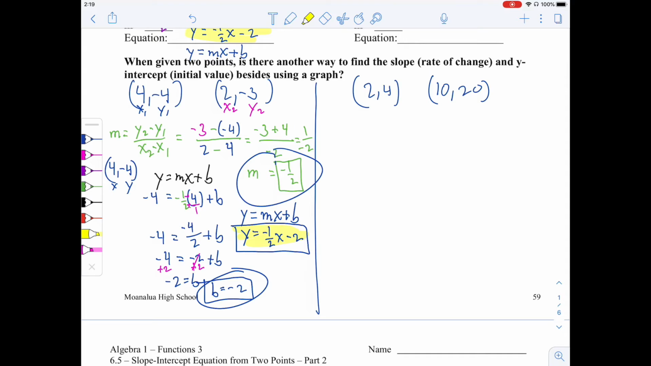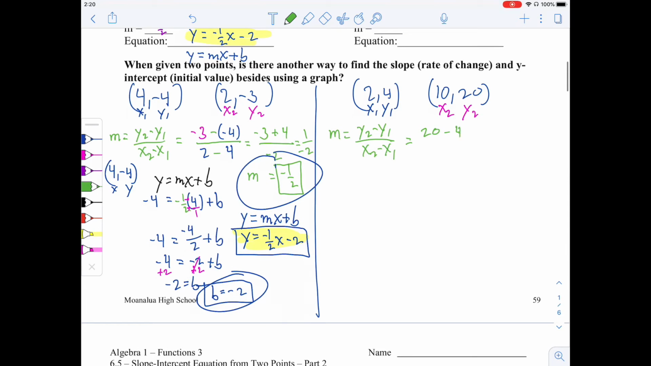Okay, let's try this one. First, find our slope, given by y2 minus y1 over x2 minus x1. Then we're given our points, x1, y1, x2, y2, and we find the values. So y2 is 20 minus our y1, which is 4. x2 is 10 minus our x1, which is 2. Then 20 minus 4 is 16, 10 minus 2 is 8. Divide it, you get 2. So your slope is 2.